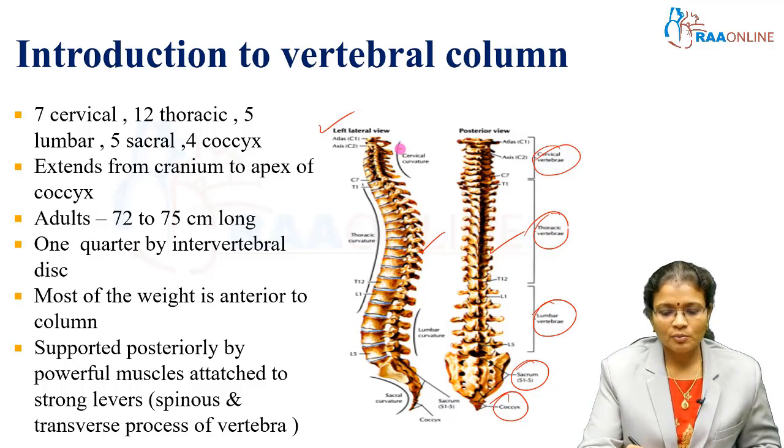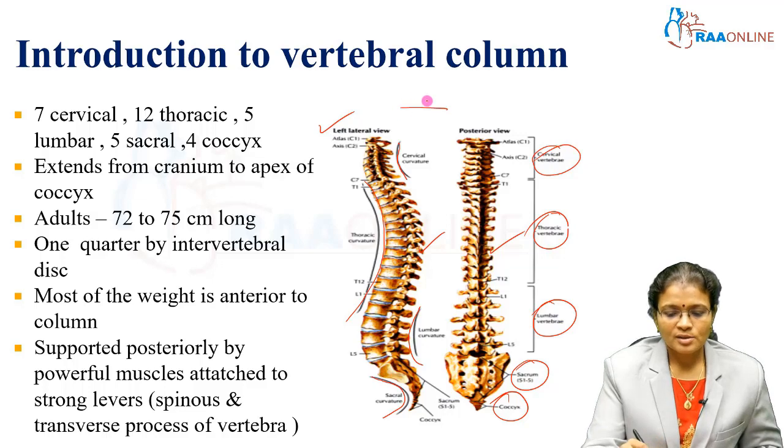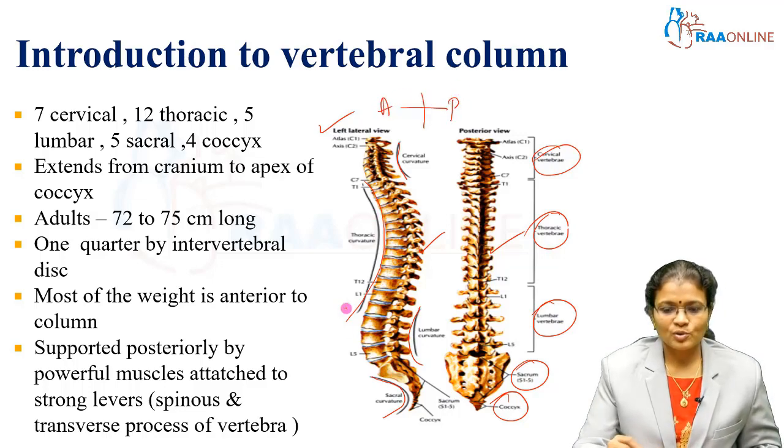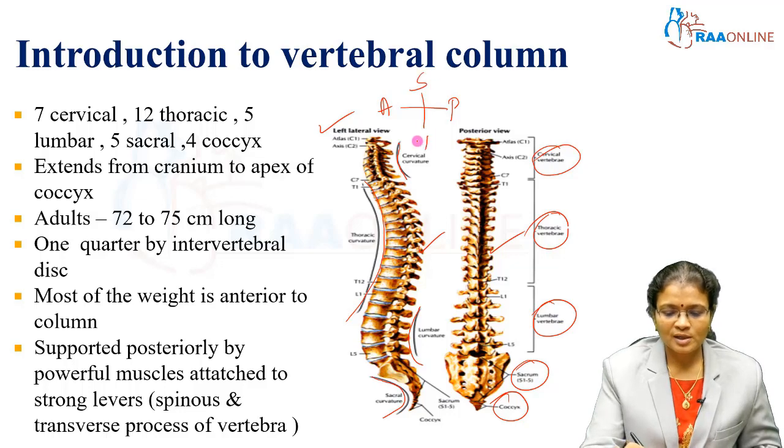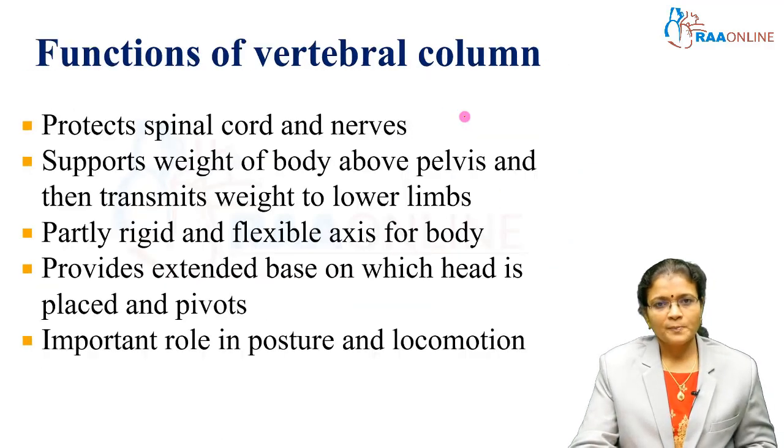You can see a curvature here which is called the cervical curvature, and this curvature is called the lumbar curvature. The curvature present here is called the thoracic curvature, and the curvature present here is called the sacral curvature. And this is the anterior aspect and this is the posterior aspect of this bone, and this is the superior aspect and this is the inferior aspect.